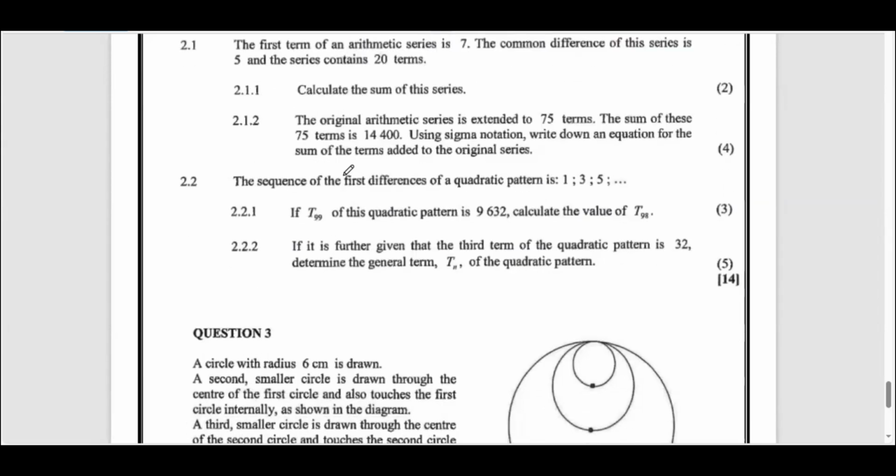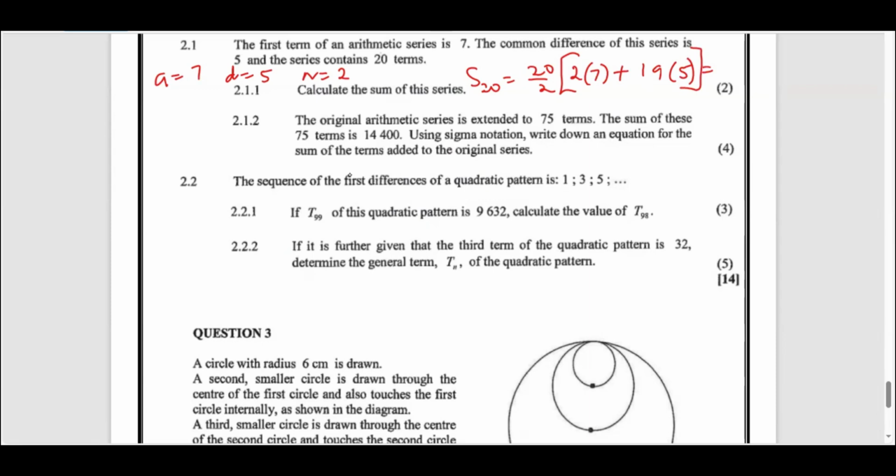Okay. So they're telling us that the first term of an arithmetic series is 7. Okay, so saying a is 7, the common difference is 5, and the series is having 20 terms. Now they want the sum. So S of 20 will be 20 over 2 times 2 times the a, which is 7, plus 20 minus 1, which is 19, multiplied by 5. So just punch that into your calculator.